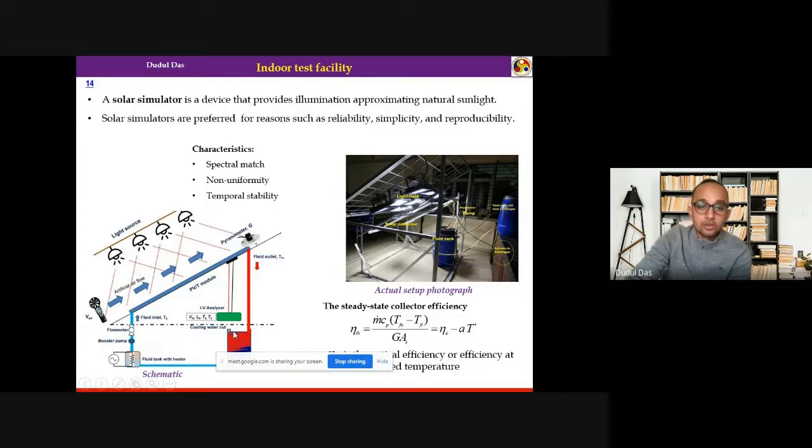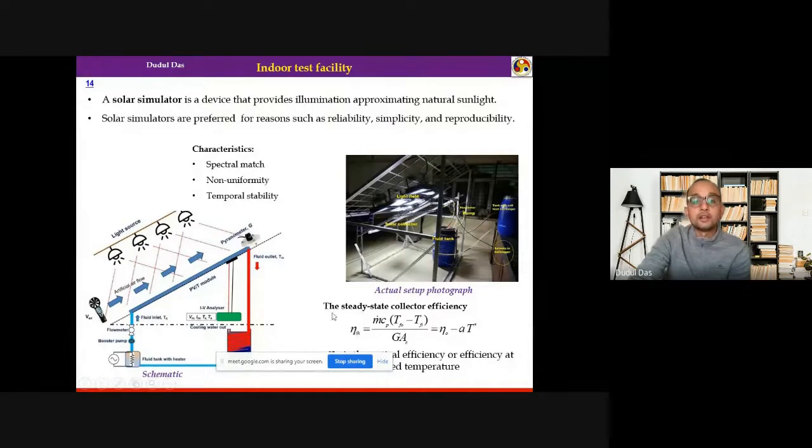We also use a fluid reconditioning system, because when the fluid comes out of the collector, it's at a very high temperature, like around 40-45. To condition this fluid to the fluid inlet temperature range, we need to cool it down. Therefore, we have used a heat exchanger here at the outlet point. And this is the equation by which we calculated the collector efficiency.